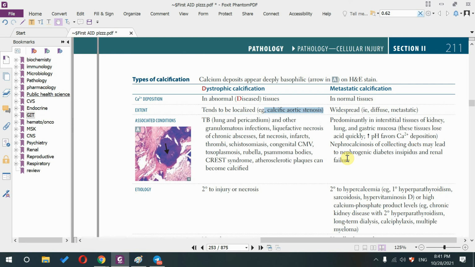Remember when we spoke about liquefactive necrosis, we said it occurs in three places. The brain, that was one. Abscesses, that was two. And intrapancreatic, not peripancreatic, intrapancreatic. Also, we spoke about fat necrosis in two examples: peripancreatic, not intrapancreatic, and the breast. Also in case of infarction, thrombi formation, and schistosomiasis.